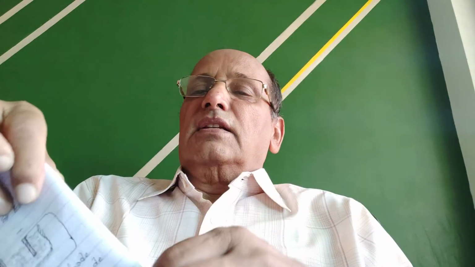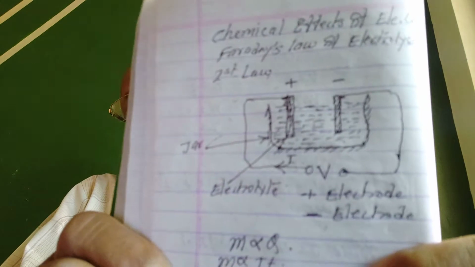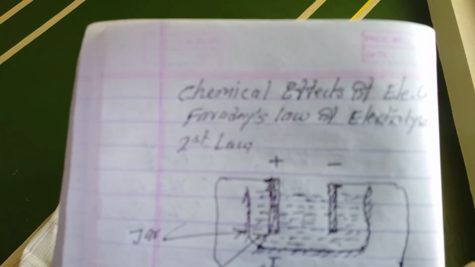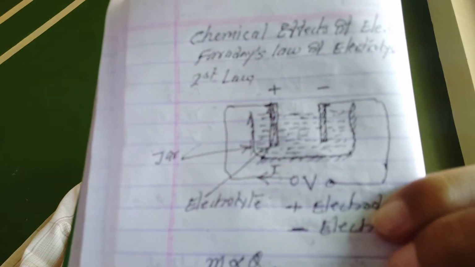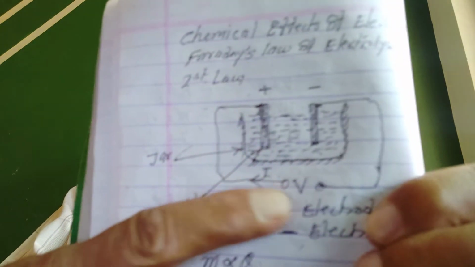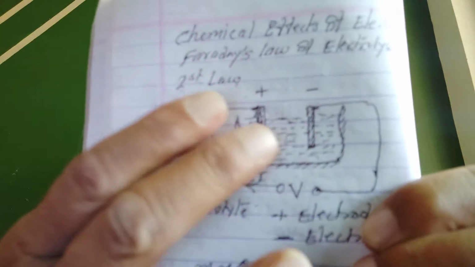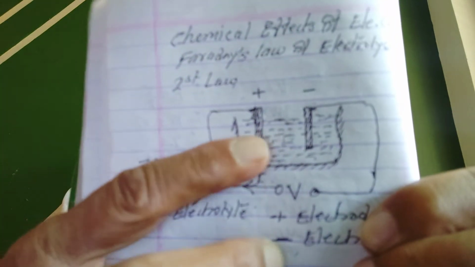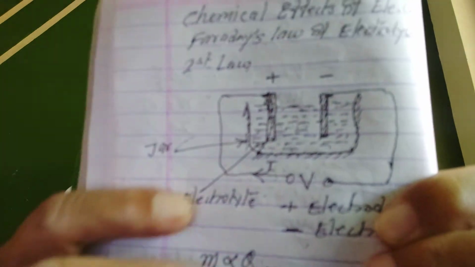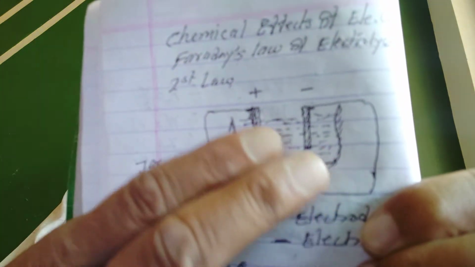Whatever lecture I have given so far, I explain it on the paper because the things are not so clear to you. So here you see, this is the demonstration of the first law. Voltage is applied to this electrolyte, there are two electrodes, current I passes through the electrolyte from plus to minus, and ions are liberated on each electrode.